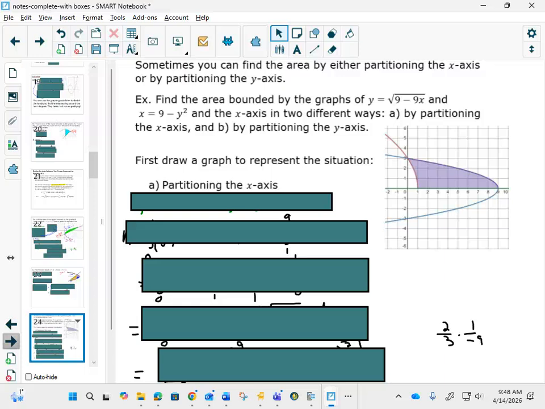Okay. I'm going to do this one. Here, did I not lead into this? The question gives us one thing as y equals, and the other one is x equals. So I have the option. I can partition my x-axis. I can partition my y-axis.